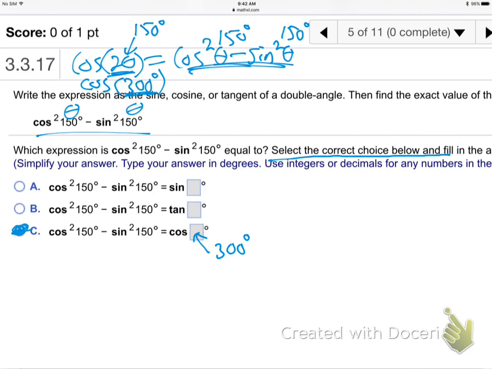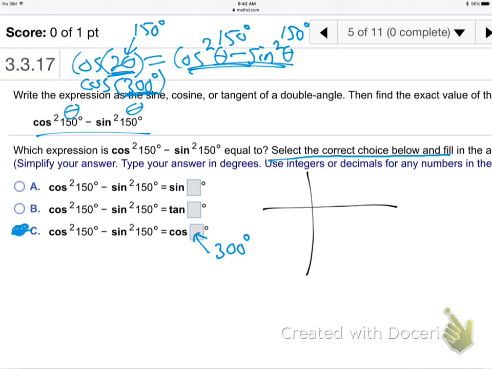Okay. Now let's do part 2. So now they want to know, what is that answer? Well, I don't know. Let's figure it out. So what is the cosine of 300? Let's assume, because any of this stuff could be on part 1 with no calculator. So let's find it.